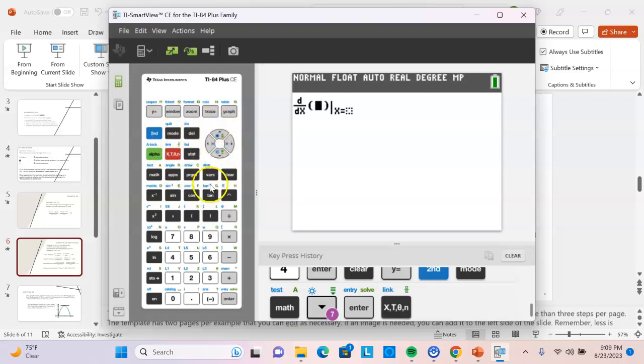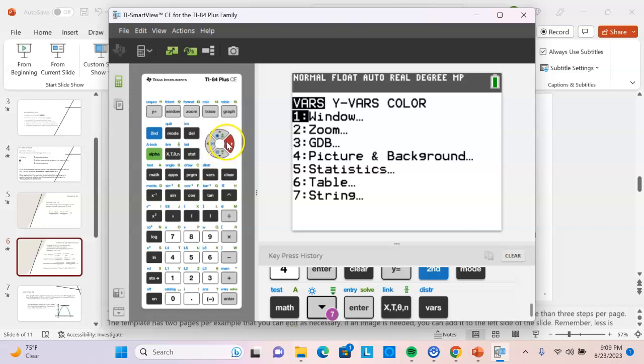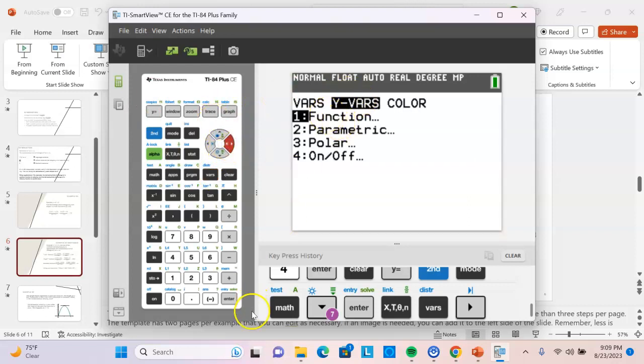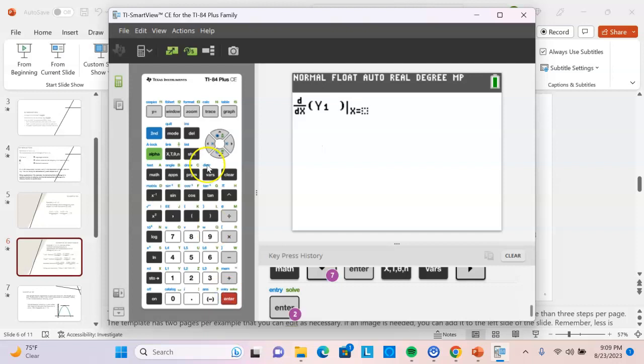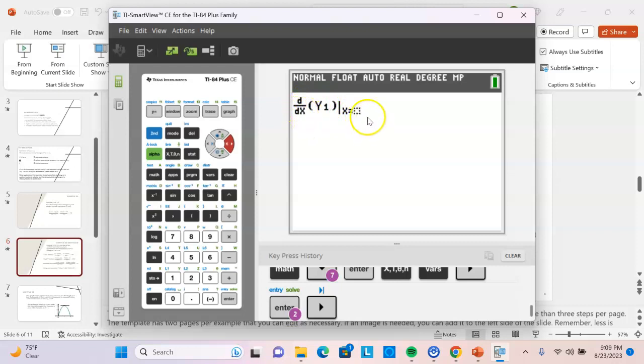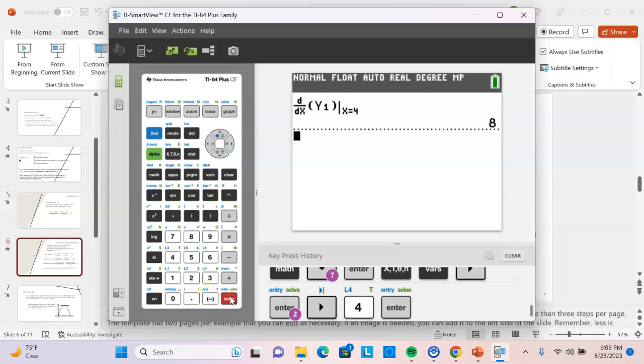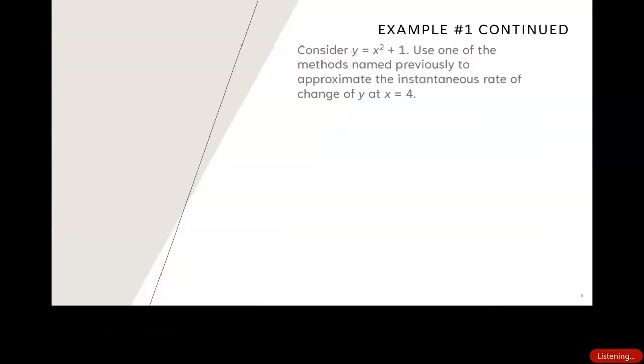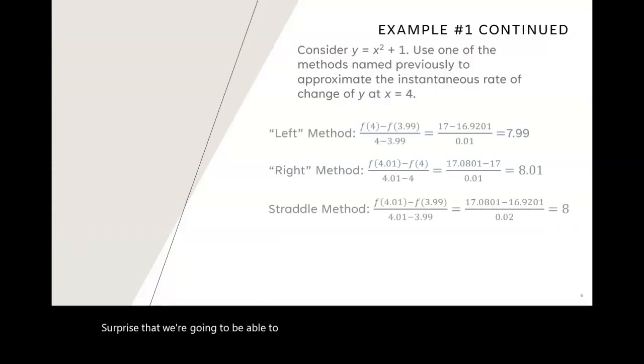And let's introduce you to this idea of vars. I have my function plugged in under y1. So if I go to vars and yvars, under function, it'll let me just type in y1 without having to retype the function. So this is going to find the derivative of y1 at x for x equal to 4. And when I plug that in, math number 8 gives me the answer of 8. That's the exact answer actually for what the instantaneous rate of change is at x equal to 4. You surprised that we're going to be able to actually find the actual instantaneous rate of change? It's going to be interesting.